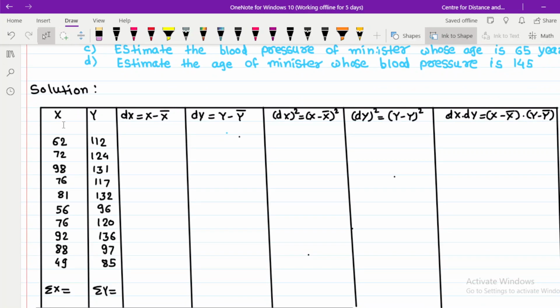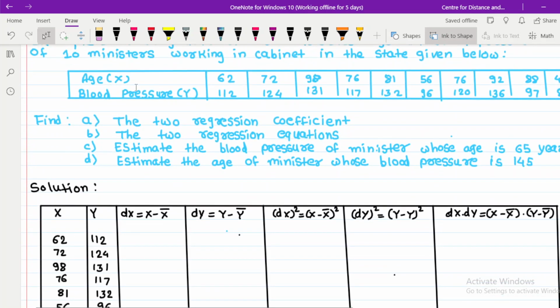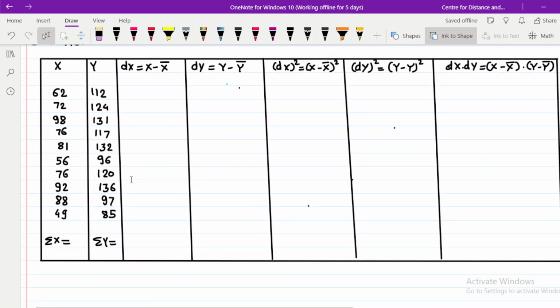For the solution, we have to construct a table. In the table I write in column number 1 the values of age, that is x, and in column number 2 the respective values of blood pressure, that is y. And for calculating bxy and byx, we have to calculate the values of dx, dy, dx square, dy square and dx into dy, that is x minus x bar into y minus y bar.